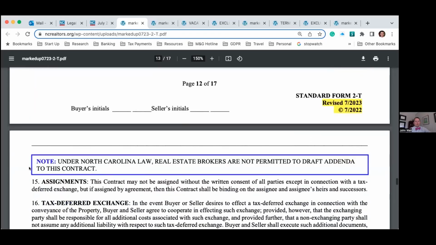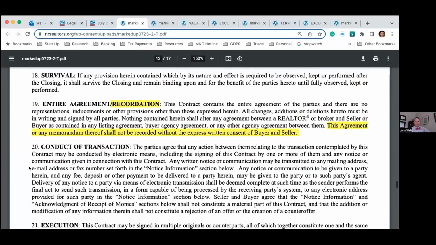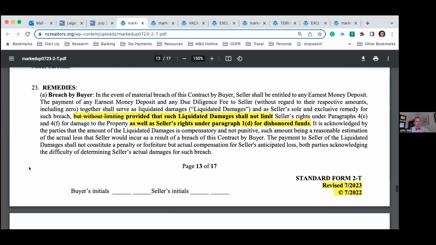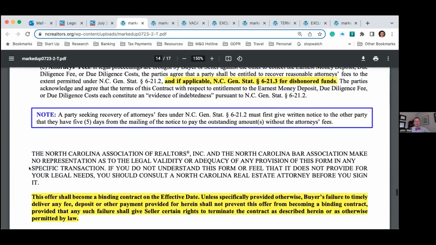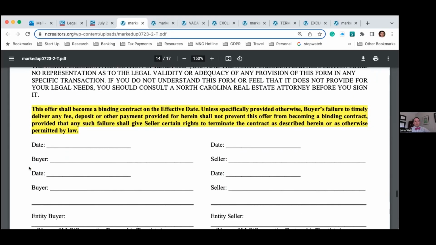I'm going to skip that one. I'm going to skip that one too. And that one too. All right. And as I said, this is bolded again at the end. Money is not relevant to whether the contract is effective or not. All right. That is Form 2T. Let's go ahead and move on here.